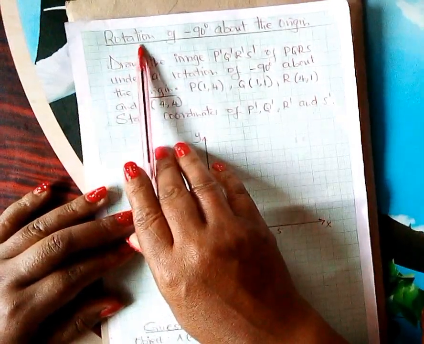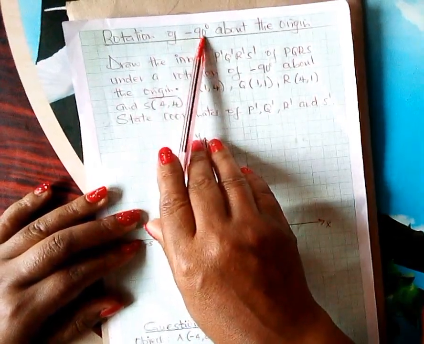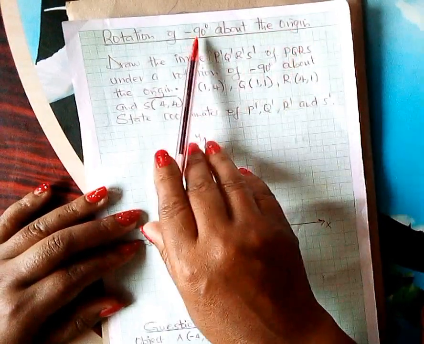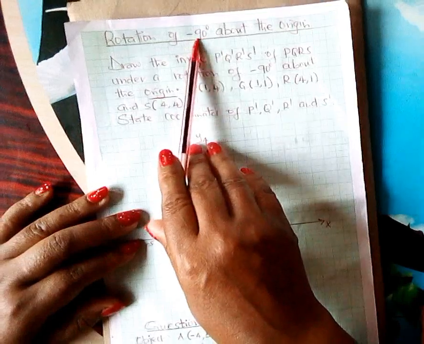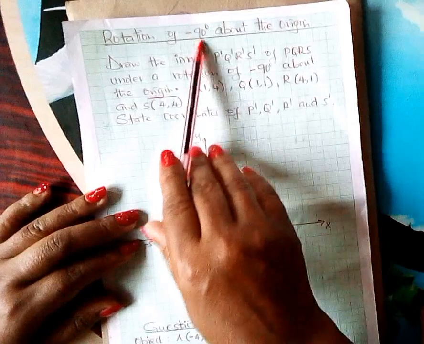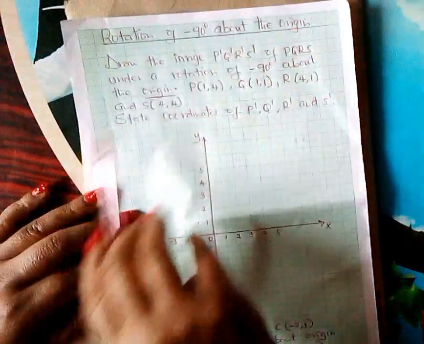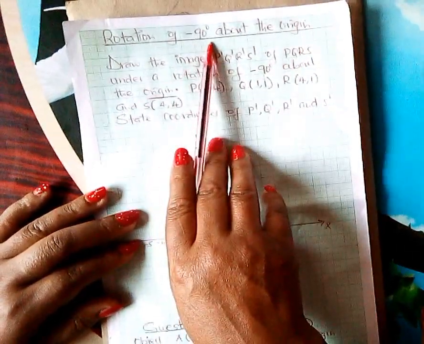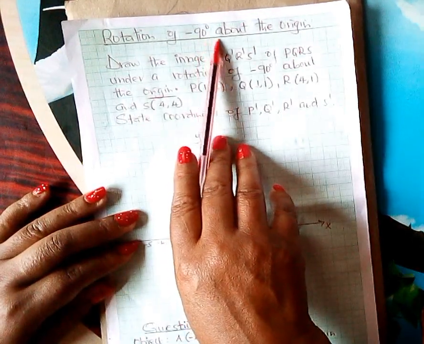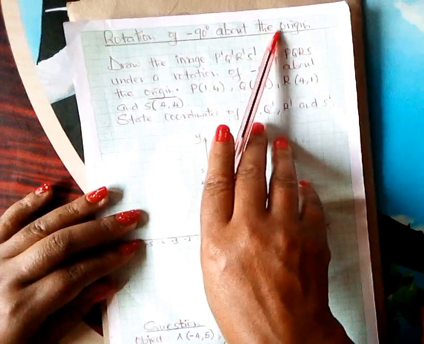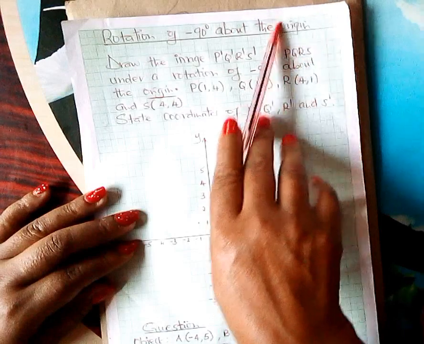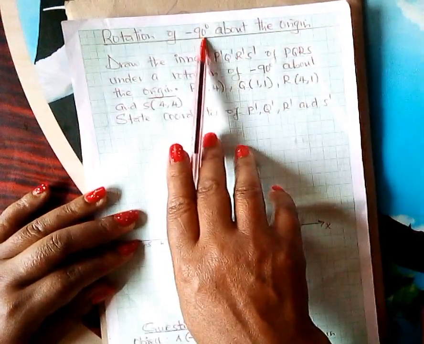I'd like us to look at rotation of negative 90 degrees about the origin. Negative 90 is also called a negative quarter turn about the origin. I know you've been taught this by construction, which is very important. But during this lesson, I want to teach you another skill. And this only applies when the center of rotation is the origin and the angle is 90.